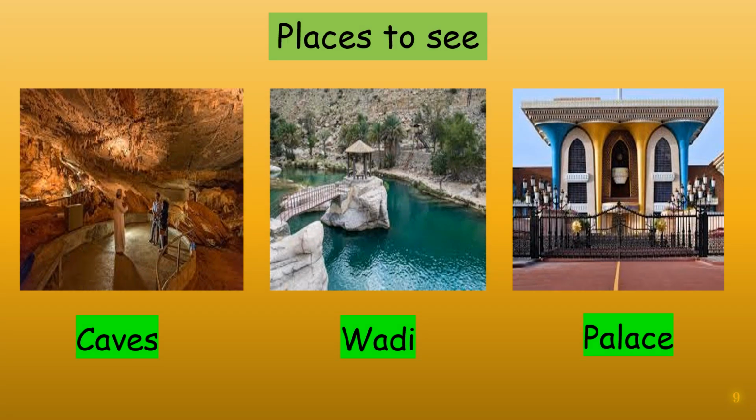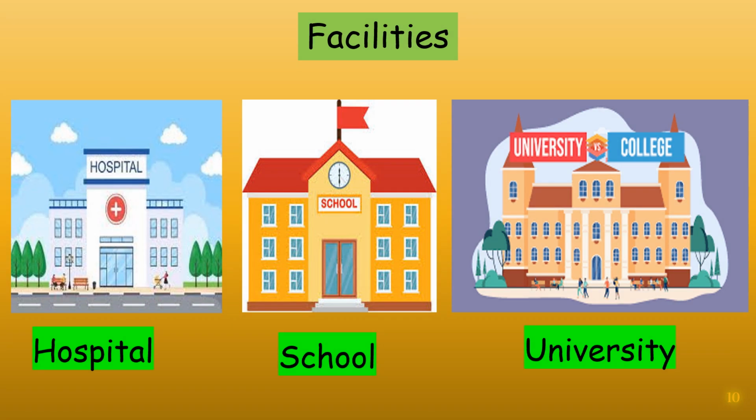The other places could be caves, wadis, palace. I have written places which are there in Oman. Now, depending on the city or the country you are describing, you can write about the places, interesting places to see. Now, next we will mention about facilities.